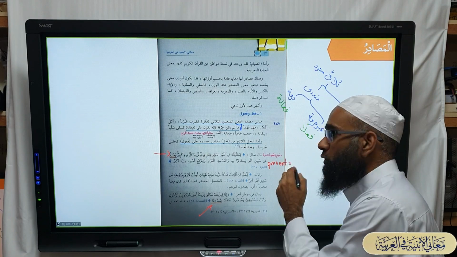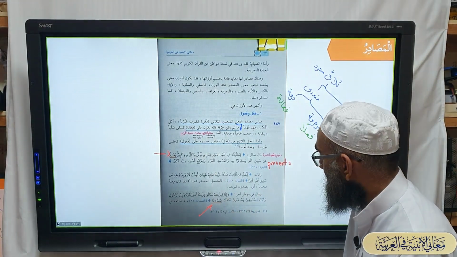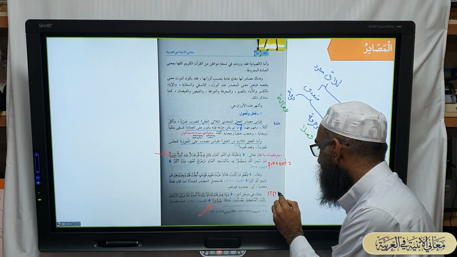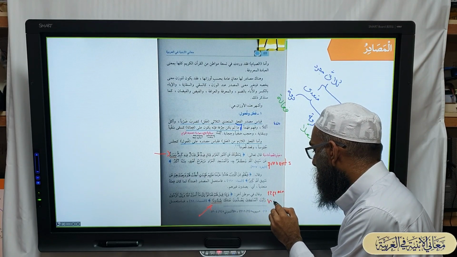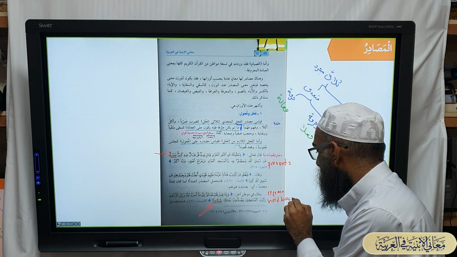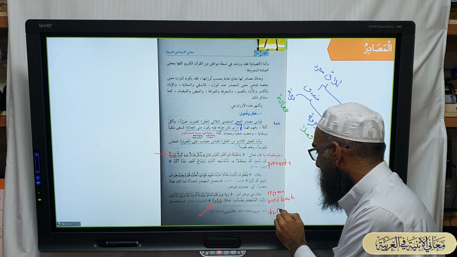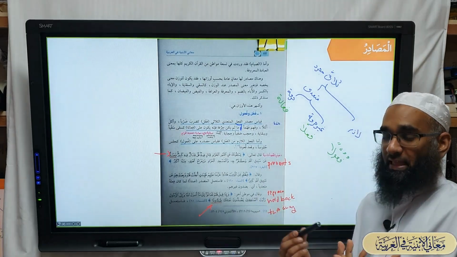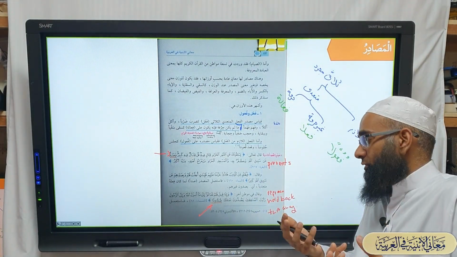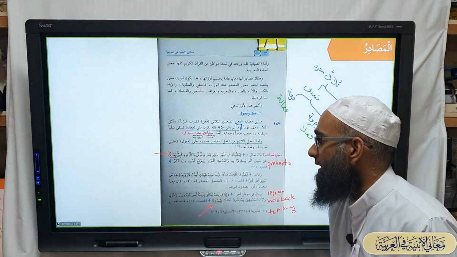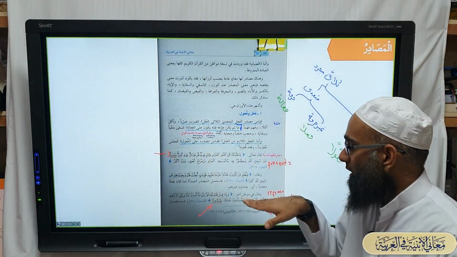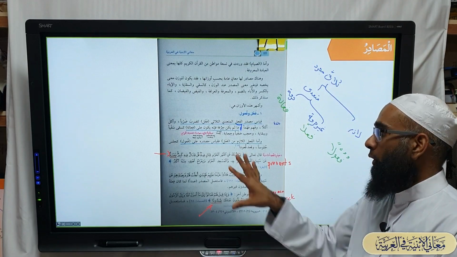Because sadda yasuddu saddan is muta'addi, and sudud is lazim. You can say here refrain or hold back, turn away, something like this. Any one of these are a better English word. But this is the concept, that they themselves withhold, retract. They don't want to go to the Nabi. Because sadda is what? Muta'addi, and sudud is lazim, according to what he's mentioned here.